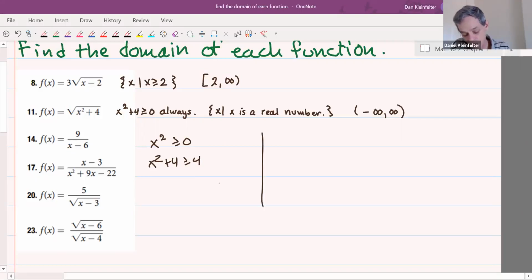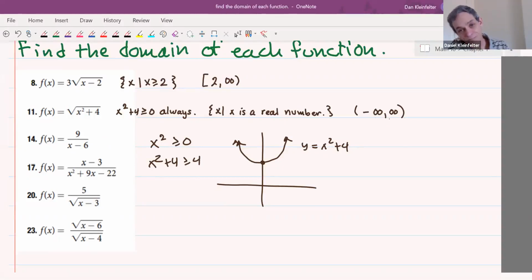If this fits your background, I mean, this isn't necessary to answer the question, but if this fits your background, you could think about how the graph of the parabola y equals x squared plus 4 would look like this, right? It is always greater than or equal to 0. The graph is entirely above the x-axis. So for this one, x can be anything, the set of all x such that x is a real number, or negative infinity to infinity.